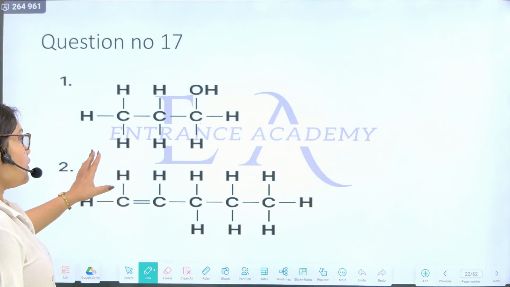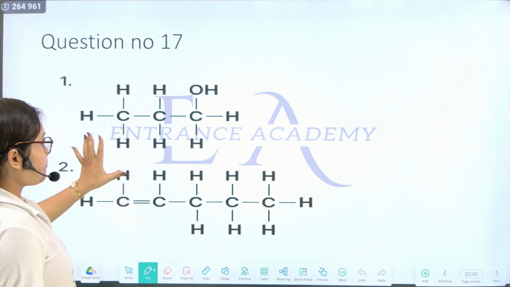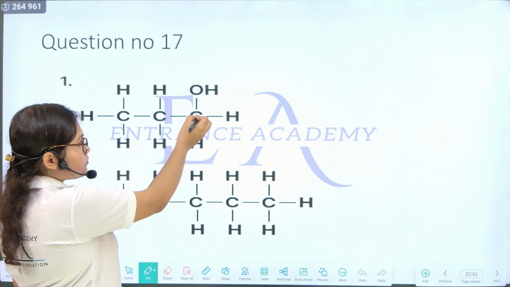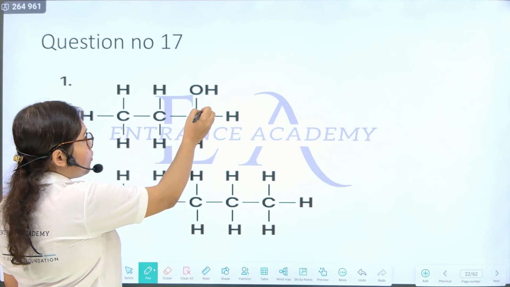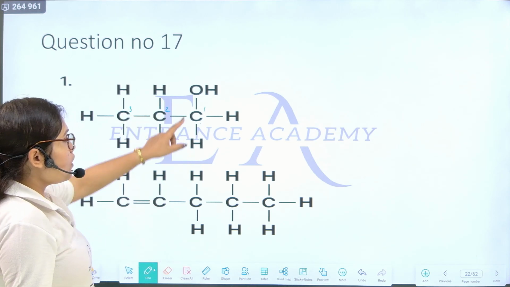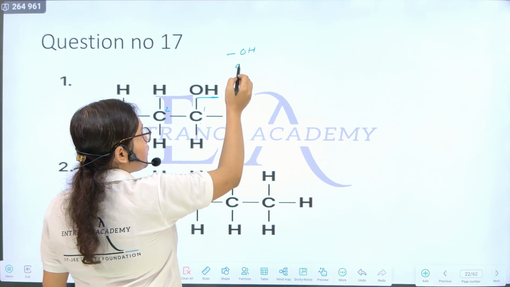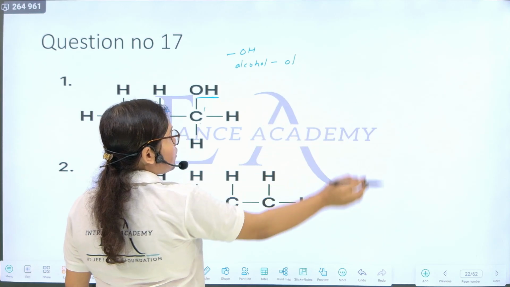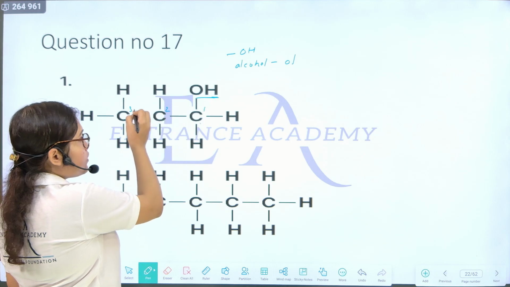Now you have to add the IUPAC naming of these structures. The question is IUPAC naming. So the first structure is this. First, number of carbon 1, 2, 3. This is the alcohol group, functional group, alcohol is ol. 1, 2 and 3, number of carbons 3.